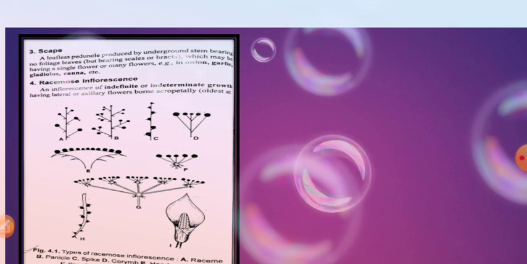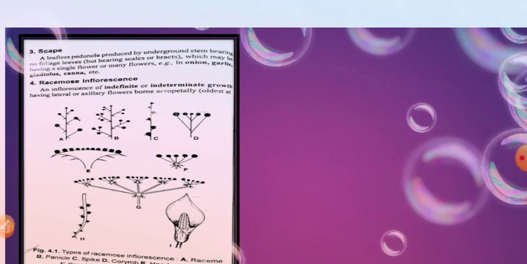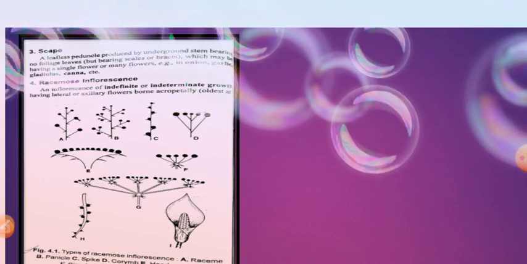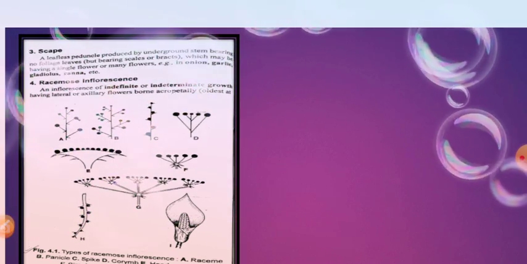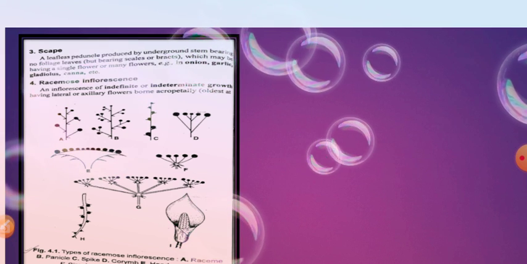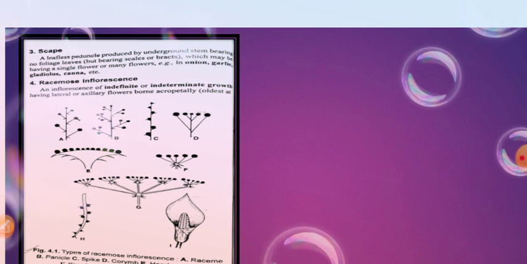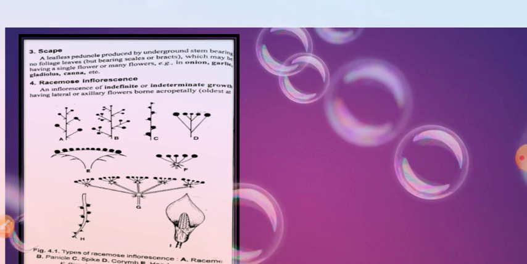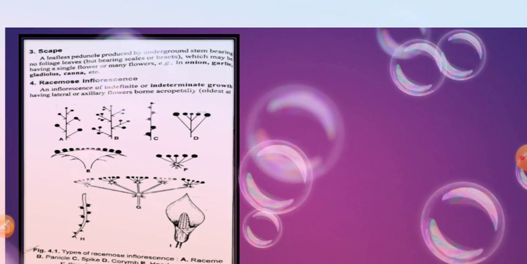In the case of the onion, have you seen the flower of the onion? It is a ball-like, rounded structure. It is bud-like at first, and after flowering it looks so beautiful. It is a bunch-like structure at the tip of the stalk, rounded in nature, a ball-like structure. So this is a scape.